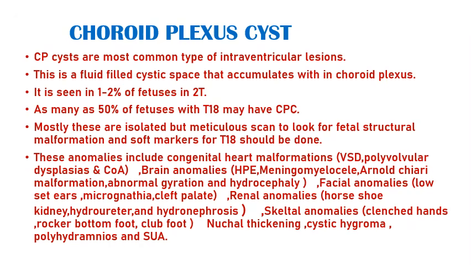Now the choroid plexus cyst. Choroid plexus cysts are the most common type of intraventricular lesions. This is a fluid-filled cystic space that accumulates within the choroid plexus. It is seen in 1 to 2% of fetuses in the second trimester. As many as 50% of fetuses with trisomy 18 have choroid plexus cysts.